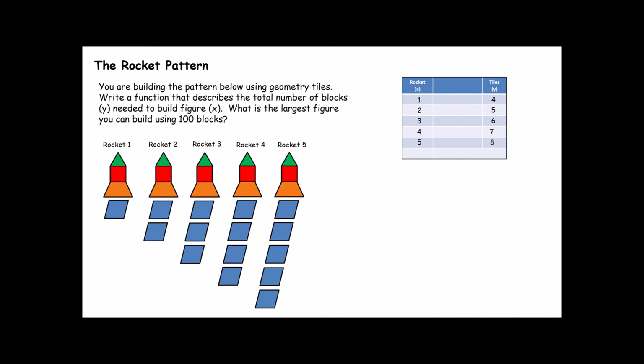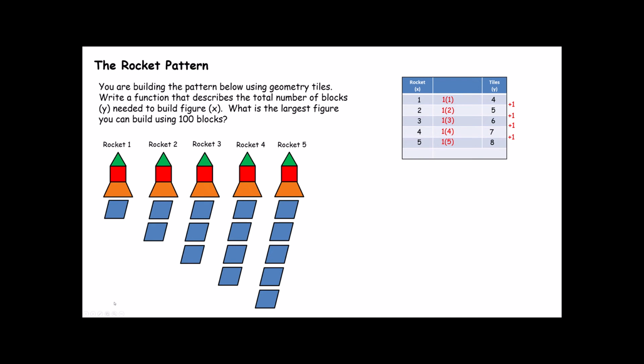Now, hopefully, you're good enough that you can look at that and realize what your rate of growth is. This is changing by 1 tile every time. In fact, if I wanted to, I could say, well, I'm repeatedly adding 1. So rocket 1 has 1, rocket 2 has 2 1s, rocket 3 has 3 1s, rocket 4 has 4 1s, rocket 5 has 5 1s.